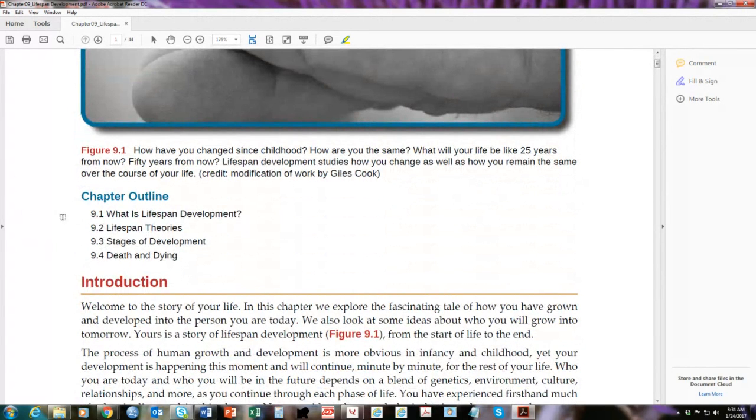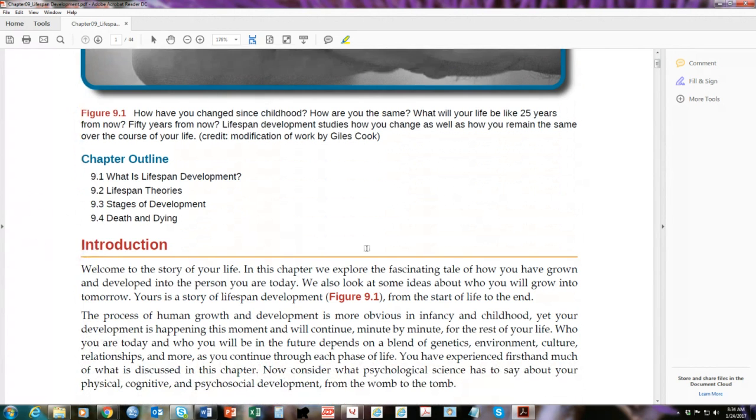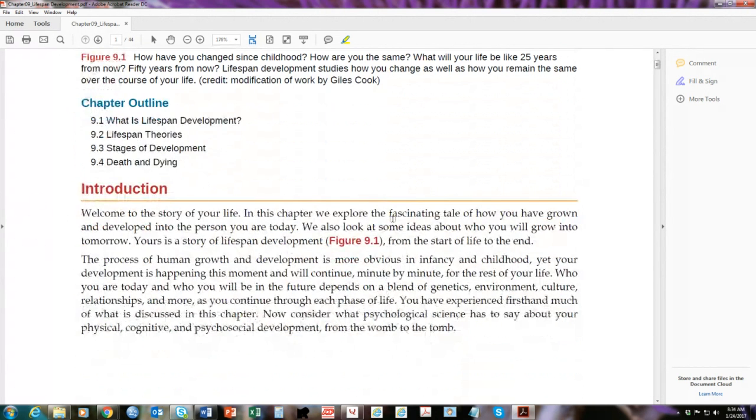So we've begun our discussion of lifespan development. We'll talk about some theories, lifespan theories, stages of development. There are a number of stage theories in developmental psychology, and then we'll end it with some discussion of death and dying.